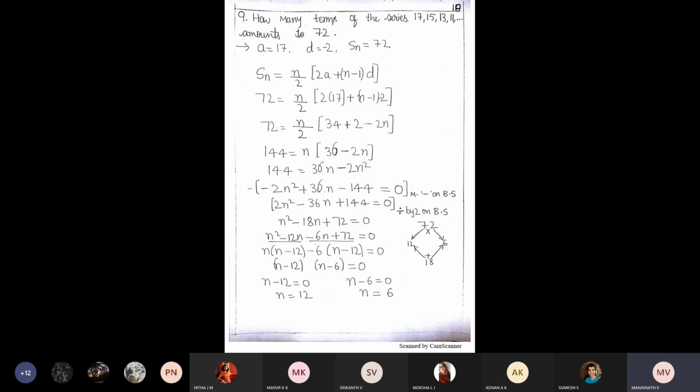17 plus 15 plus 13 plus 11 plus 9 plus 7 is equal to 72. Yes, Shrikant did it for 6 terms: 1, 2, 3, 4, 5, 6. You do the same thing for 12 terms. Sumedh, you got it? Got it, sir. Just cross verify the answer.